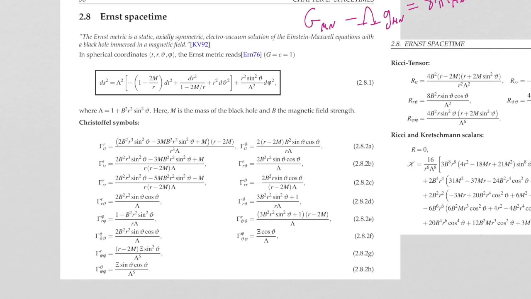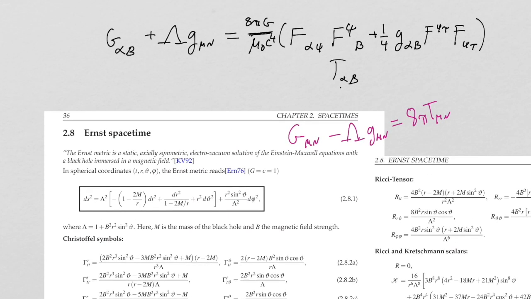I'm not an expert on the Ernst space-time, but although we see a lambda here, they redefine lambda in terms of this number b, which is the magnetic field strength. So this is not related to the cosmological constant. It's just a constant. They want you to simplify this expression. I'm pretty sure that the lambda that typically is associated with the cosmological constant is considered 0 for the version of the Einstein-Maxwell equation that they're using.